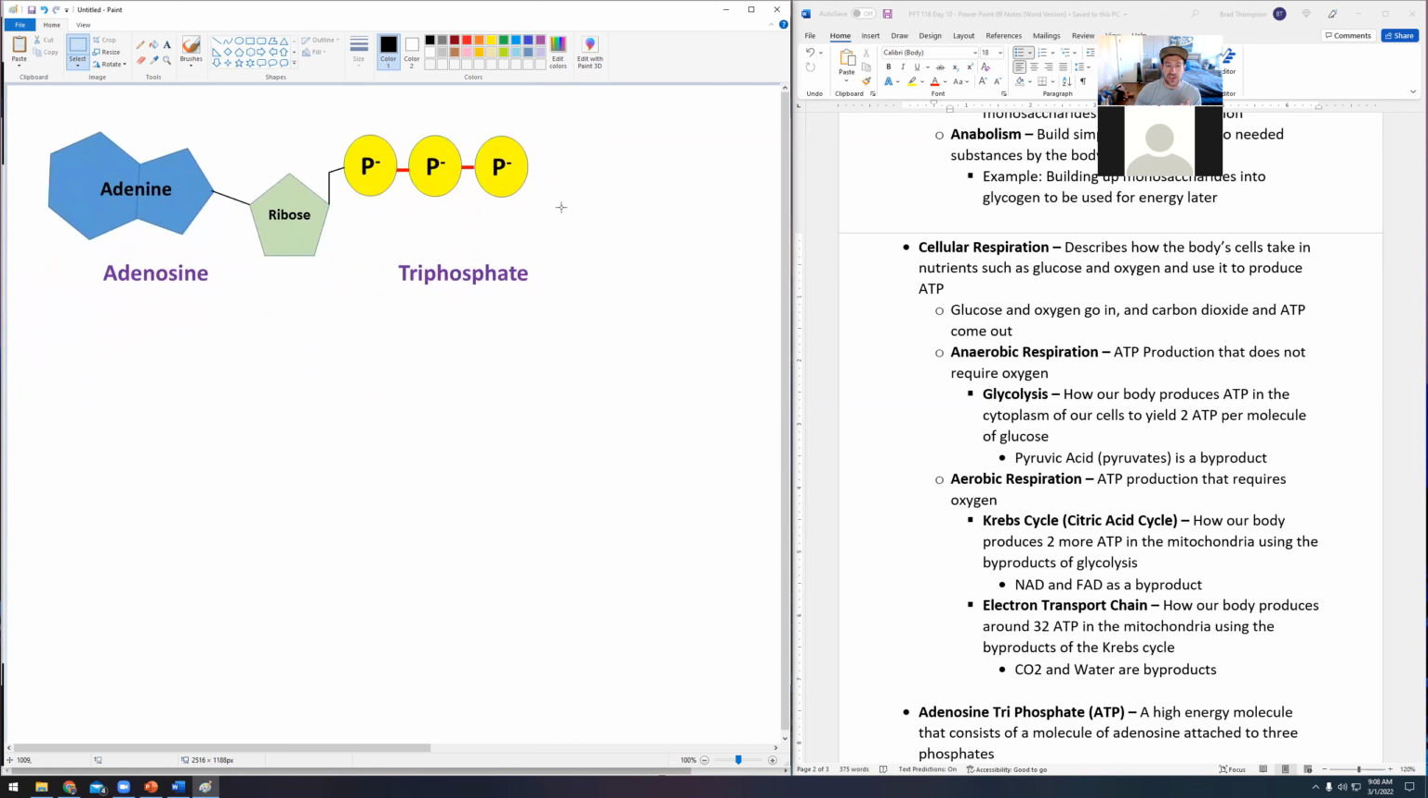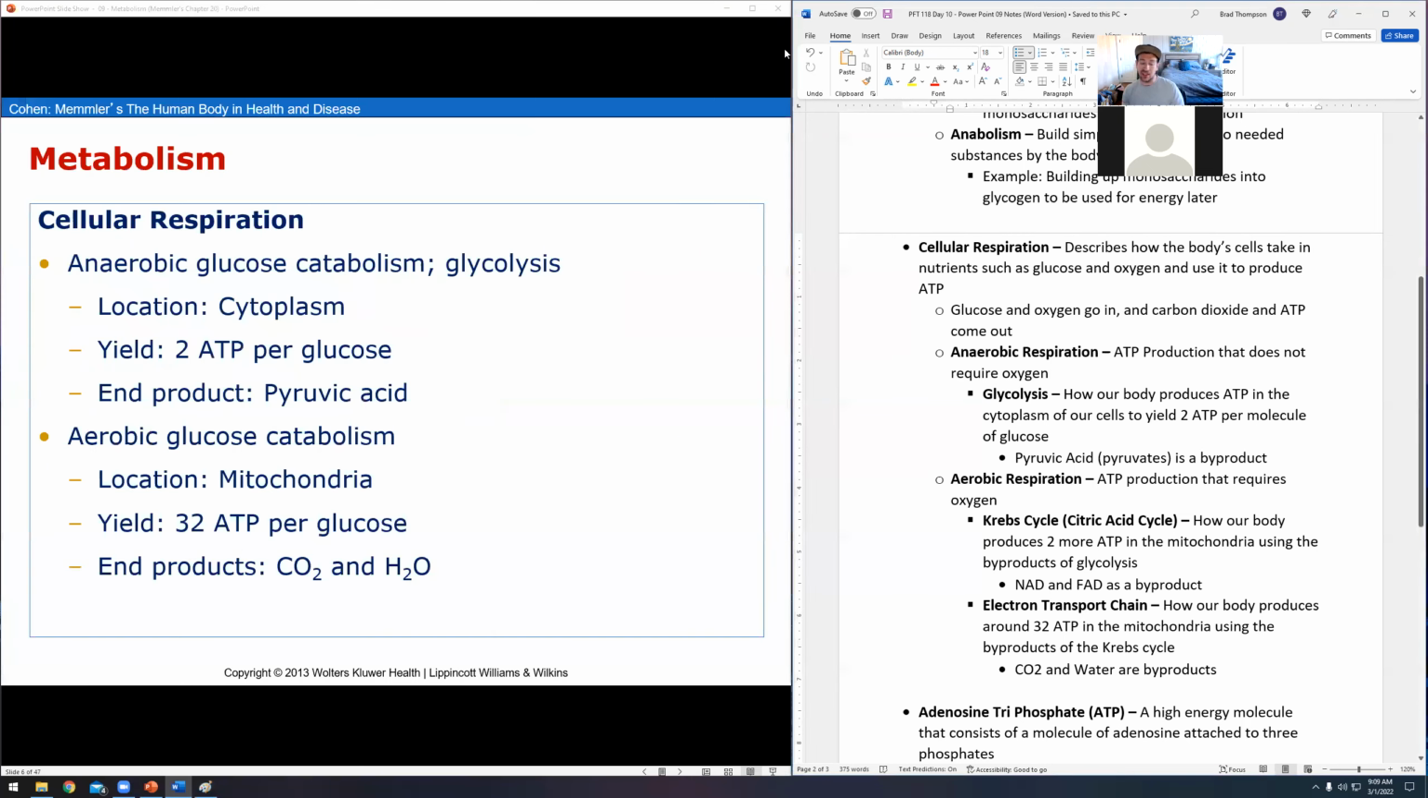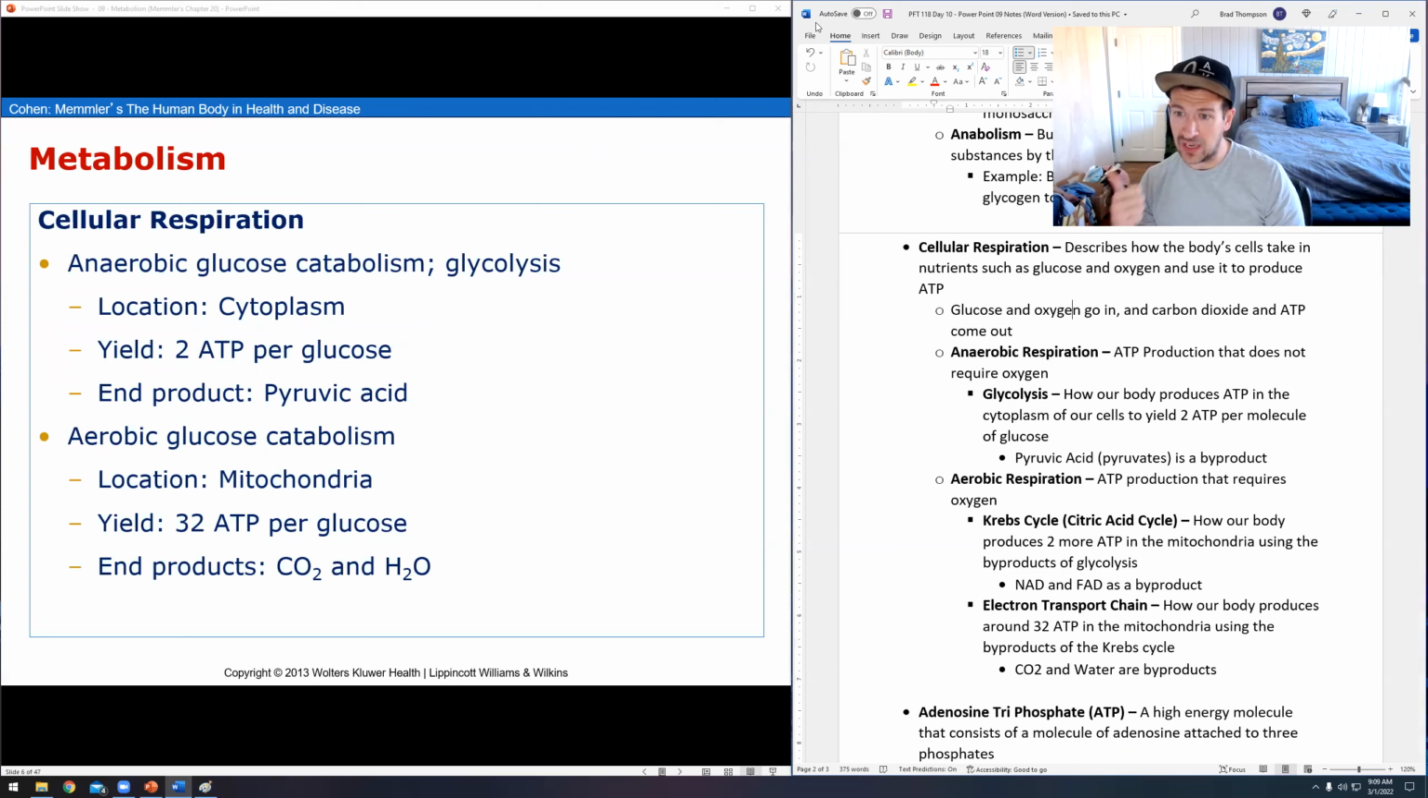So that's where all the energy is. The energy is trapped right here between the second and the third phosphate. When we kick this off, it releases tons and tons of energy. So that's what we're talking about when we're talking about cellular respiration. We are describing how our body generates ATP from glucose and oxygen, right? So how the body cells take in nutrients and use them to produce energy. Glucose and oxygen go in, and carbon dioxide, which is a byproduct, and ATP, which is the product here, come out. And that's how I like to think about it.